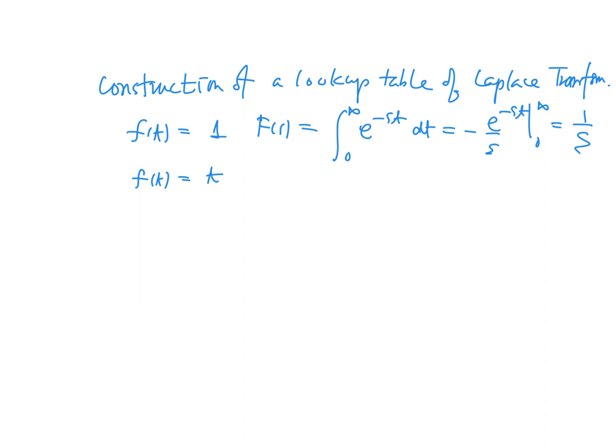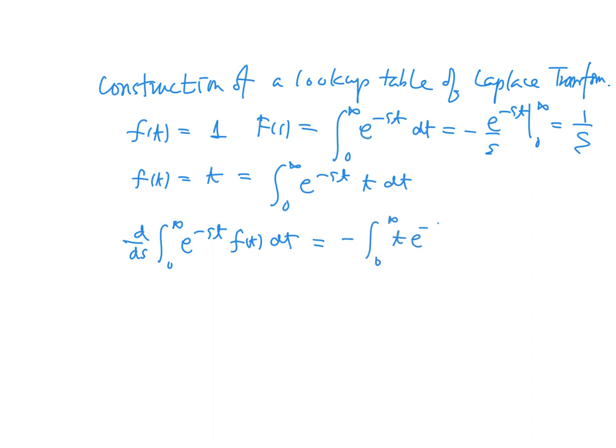So that actually can be calculated using integration by parts. But I will give you a simpler way. What is this? When you differentiate by s, this is outside of the integral variable, right? So this is minus t. This is minus t e^(-st) f(t) dt, right?